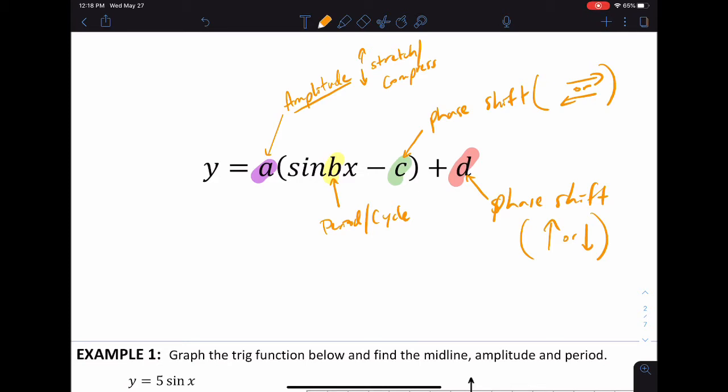Because remember, C lies, this guy tells the truth. So if it's a minus C, that means we're going to move to the right. If it's a plus D, that means we're going to move up. If it's a plus C, we move to the left. And if it's a minus D, we move down. Okay? So that's what's going to happen.